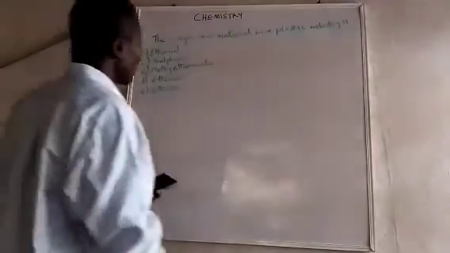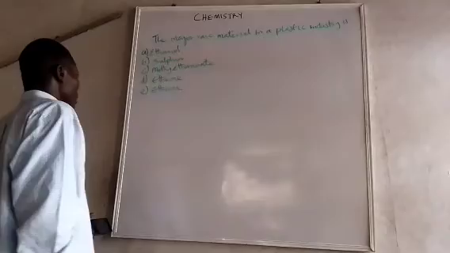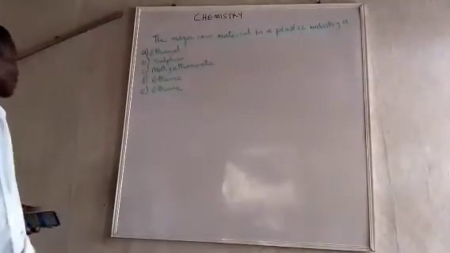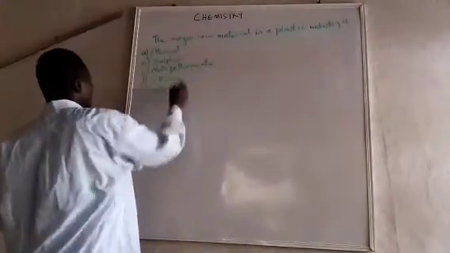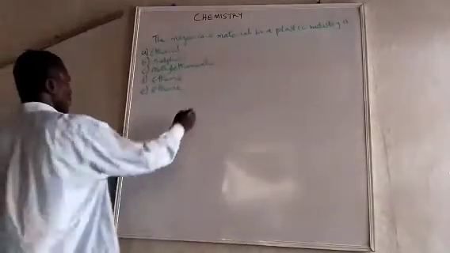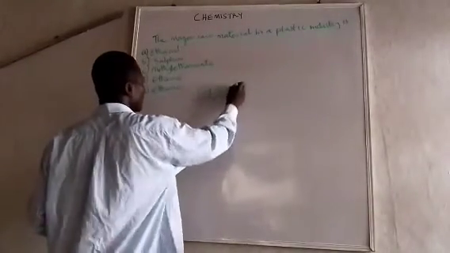The major raw material in the plastic industry is A. Ethanol, B. Sulfur, C. Methyl ethanoate, D. Ethene, E. Ethane. The answer is D. Ethene, sorry.